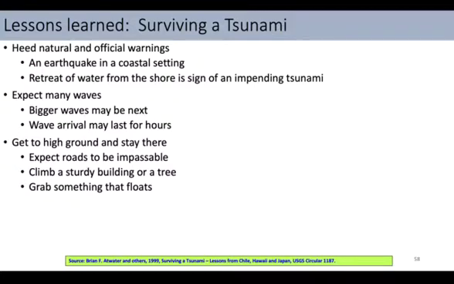So the best advice is to get to high ground as quickly as possible. Climb something, climb a building or a tree, get up. So hopefully you will be above the water level. He also said, when in doubt, grab something that floats so that you can at least be in something like a boat.